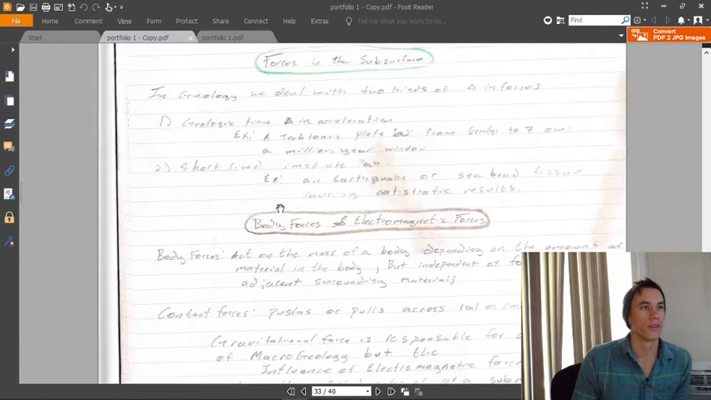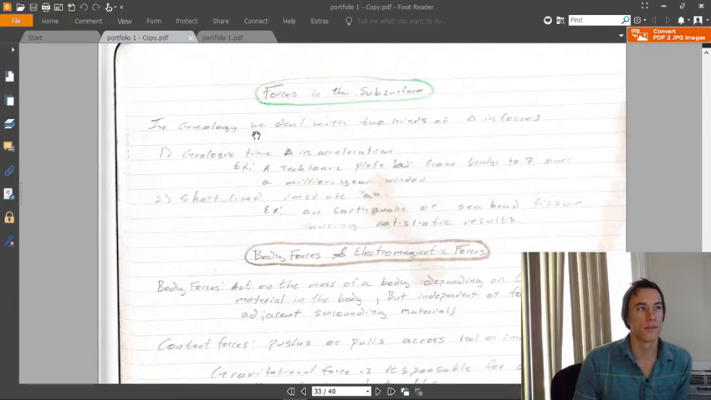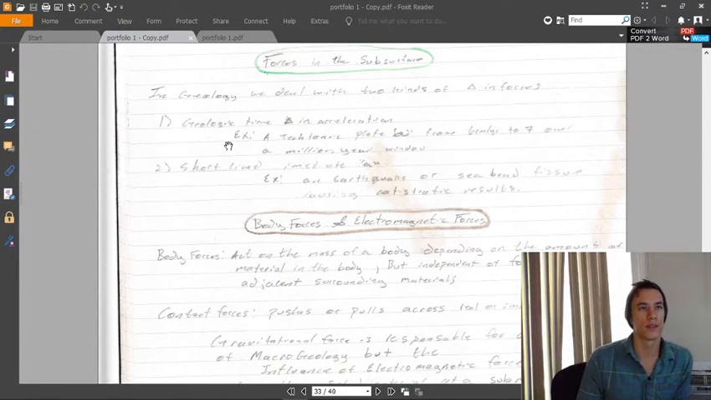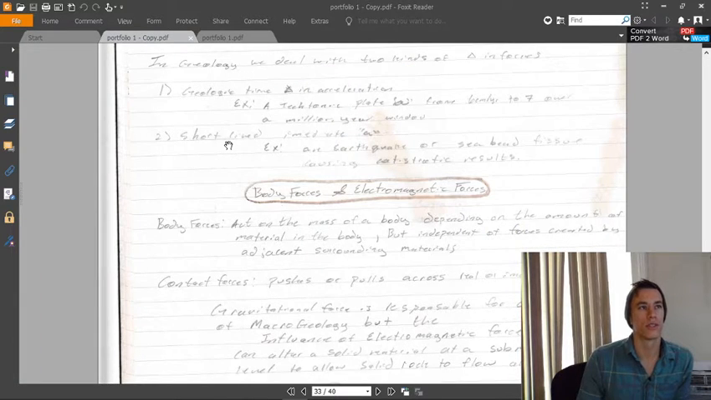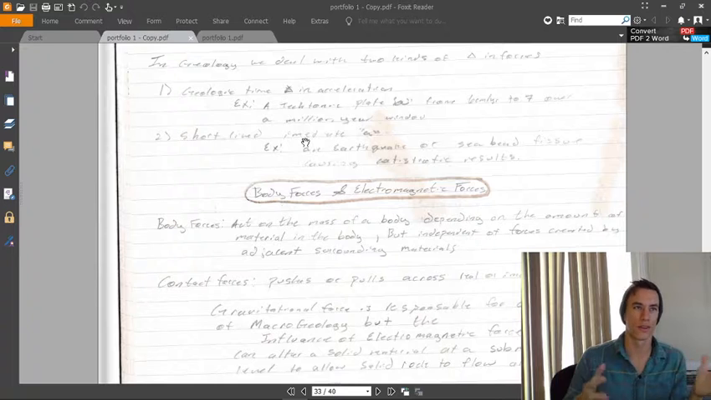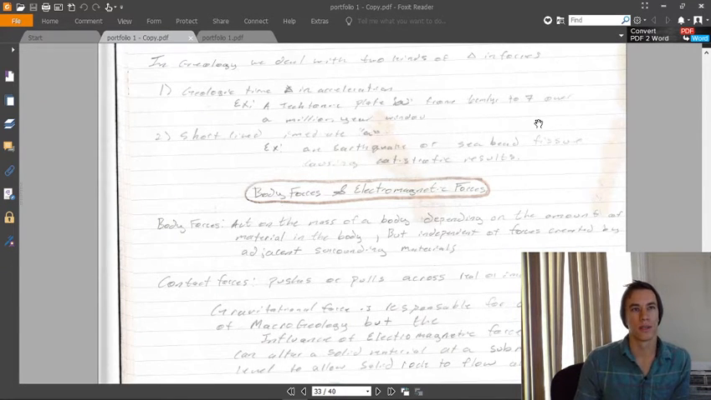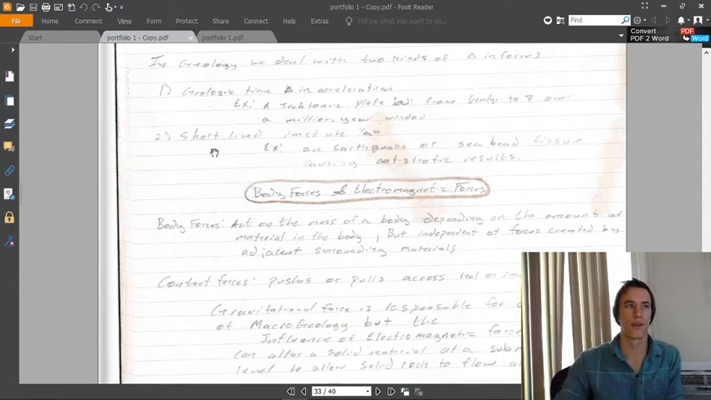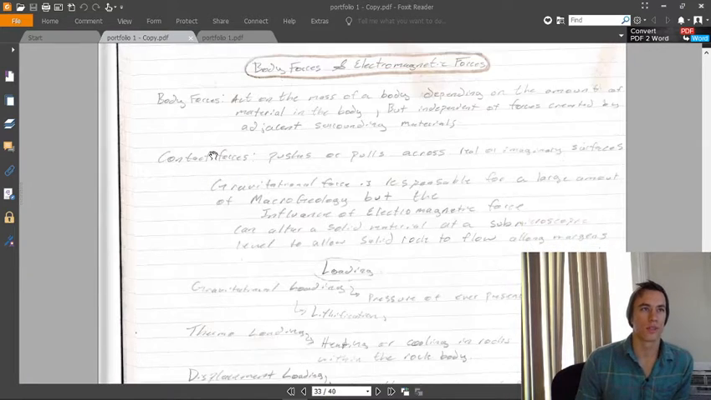So moving on, we'll go down to forces in the subsurface. In geology, you would deal with two kinds of changes in forces. There's geologic time changes in acceleration, which is like a plate boundary moving over meters or tens of meters, and how long that could take. It could take millions of years to move something 12 miles to the east or something like that, because it's going like 6 centimeters per year. Or there's short-lived, which is immediate, like an earthquake or some kind of landslide that happens right away. Body forces and electromagnetic forces.